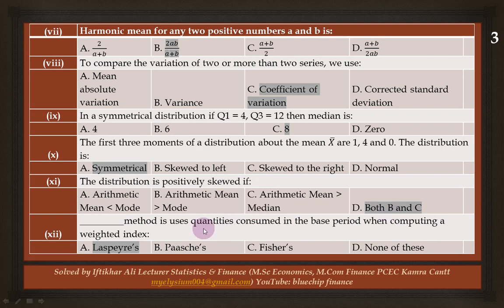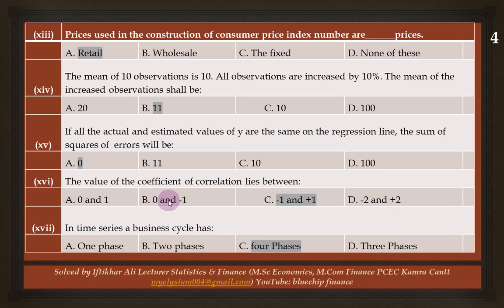Objective 12 is: the dash method uses quantities consumed in the base period when computing a weighted index. So the correct option is Laspeyres. Objective 13, prices used in the construction of consumer price index number are dash prices. The correct option is retail.